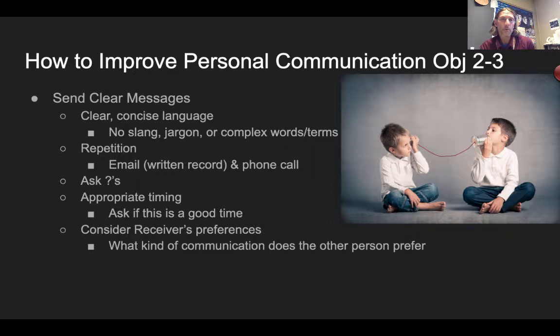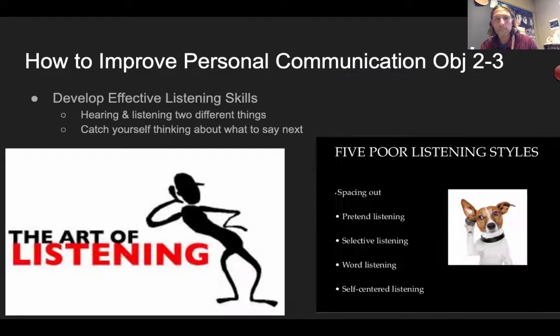The other thing is appropriate timing. If you want to have a conversation with your boss or with whoever, show you're interested and you're invested by asking, is this a good time to talk? If not, when would be a good time to talk? The other thing is kind of keep in mind what the receiver most would like in terms of what kind of communication. Some people may want an email. Some people may want face-to-face. Some people may want over the telephone. So really, again, paying attention to and getting in tune to what others want.